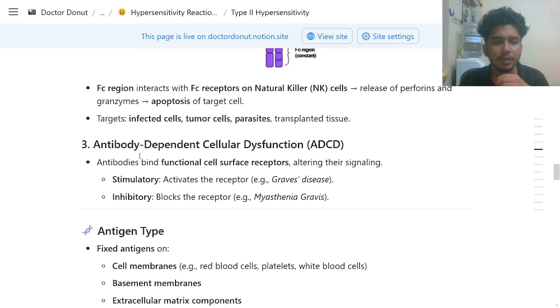Now you see the last part, which is antibody-dependent cellular dysfunction, ADCD. Antibodies bind functional cell surfaces, altering their signals. For example, it could be stimulatory, where they activate the receptor, for example in Graves, or inhibitory, where they block the receptor, such as in myasthenia.